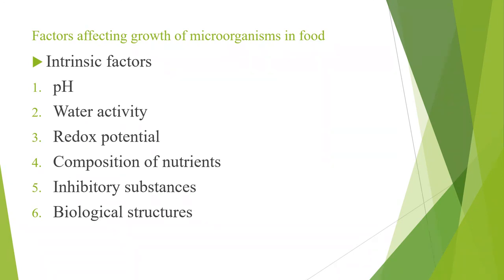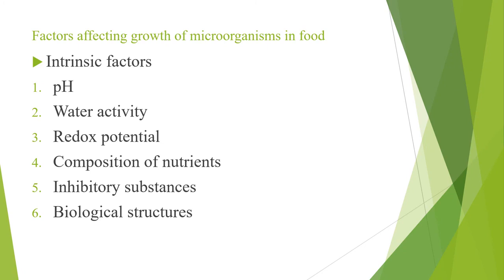Next is the oxidation reduction potential, or the redox potential, and another important factor is the composition of the nutrients. So the nutrient content of the food item is also an important factor that influences the growth of microorganisms in the food item. Next, the presence of some inhibitory substances. Sometimes some microorganisms are already present in the food items and they will produce some inhibitory substances. So such inhibitory substances are also an important factor.